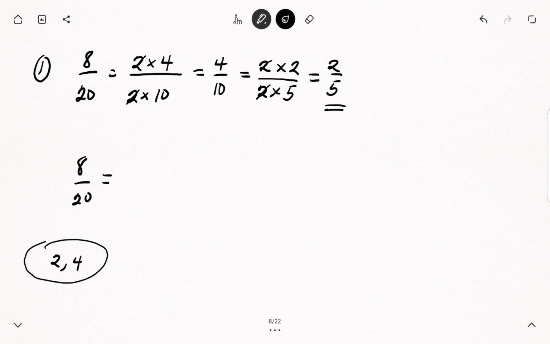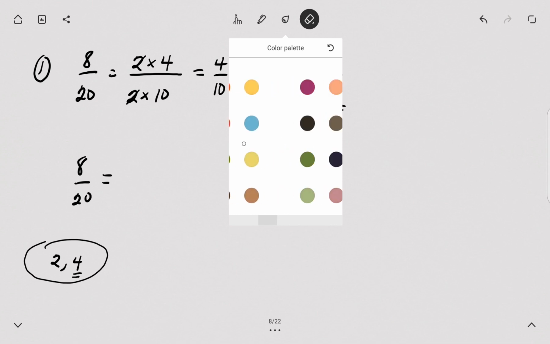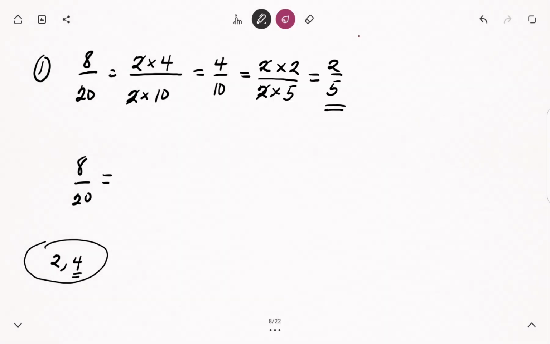Now in the second case, I said I'll be using 4. So let me use a different color to do that. Okay, so for the second case, I'm going to use 4. So it means 4 is the number that can go into both sides. That is, 4 can go into 8 without a remainder, and 4 can go into 20 without a remainder. So I have 4 at the top here, then 4 at the bottom over here.